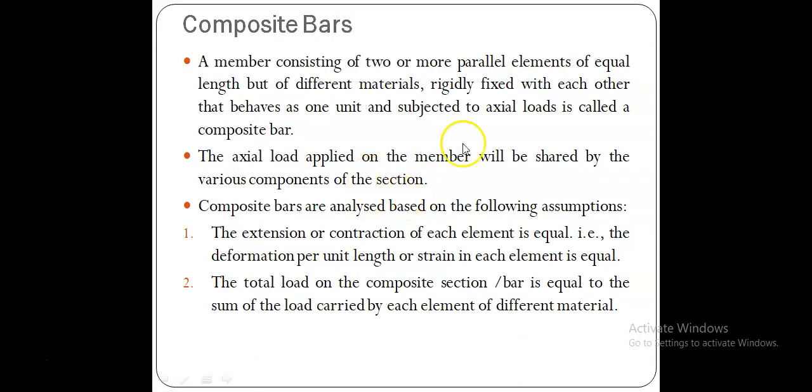A composite bar is nothing but an object or a bar consisting of two or more parallel elements of equal length but of different materials, rigidly fixed with each other, that behaves as one unit and is subjected to axial loads. So there are different bars made with different materials, but both are interconnected and acting as a single unit. That is called a composite bar.